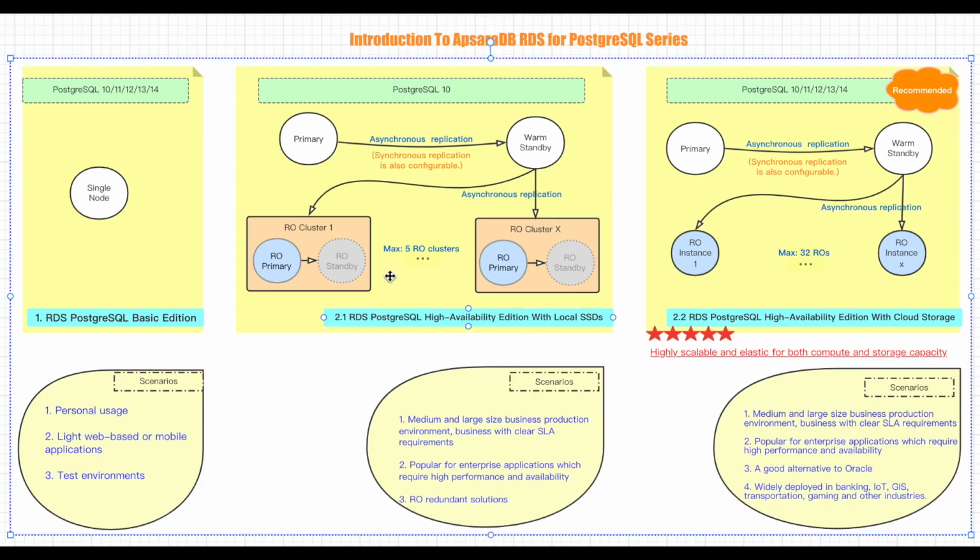Now let's go back to the read-only nodes part. If you have a heavy read workload higher than your write requests, what would it be like for High Availability Edition with cloud storage to add read-only instances? You can see that, unlike the previous one, High Availability Edition with cloud storage doesn't have a read-only standby to guarantee the availability of read-only nodes, but it allows up to 32 read-only nodes, which somehow makes up for that. And one thing that cannot be ignored about High Availability Edition with cloud storage is that its scalability and elasticity for both compute and storage capacity is excellent.